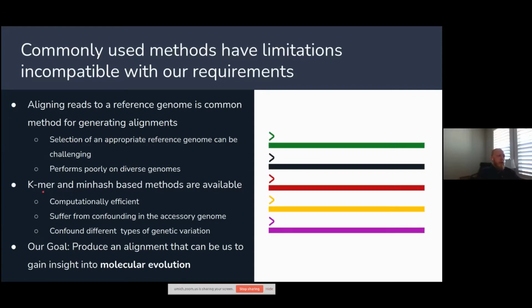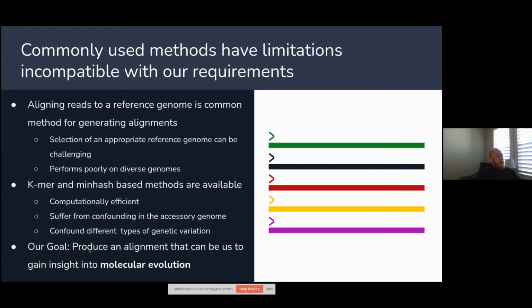There have been previous methods which use K-mer and the min-hash algorithm in order to calculate genetic distances between isolates. These are computationally efficient, but they can suffer from confounding due to the accessory genome. So isolates could share a plasmid, which is a few hundred kilobases, and that might be nearly identical between two isolates. And that would make isolates look more closely related than they actually are.